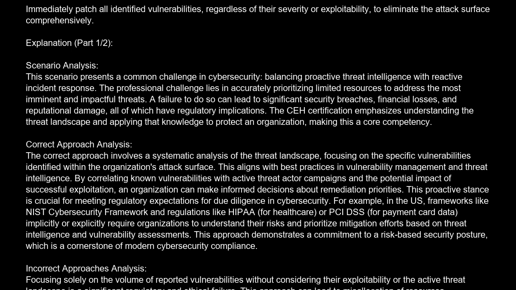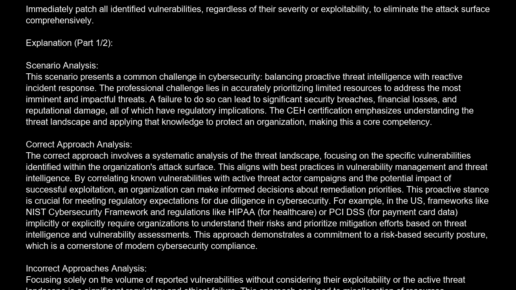A failure to do so can lead to significant security breaches, financial losses, and reputational damage, all of which have regulatory implications. The CEH certification emphasizes understanding the threat landscape and applying that knowledge to protect an organization, making this a core competency. Correct approach analysis. The correct approach involves a systematic analysis of the threat landscape, focusing on the specific vulnerabilities identified within the organization's attack surface. This aligns with best practices in vulnerability management and threat intelligence.